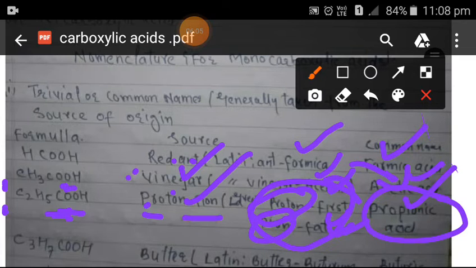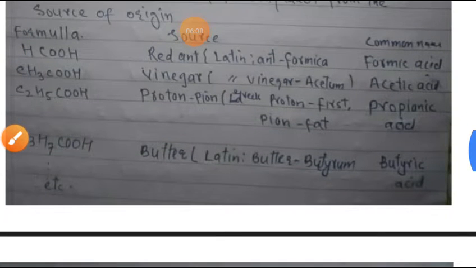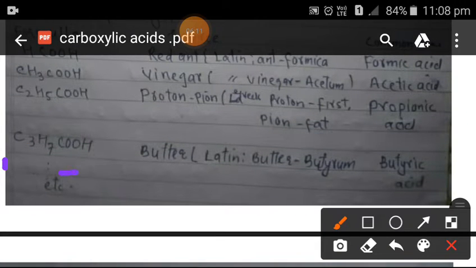Clear? Similarly, here is C3H7COOH. This is called butyric acid. There are four carbon atoms here, and that is why it is called butyric acid. Butyric acid's origin is butter, taken from the Latin word butyrum. So that is why its name is butyric acid. This was the common, tribal name of the monocarboxylic acids, taken from their source of origin.